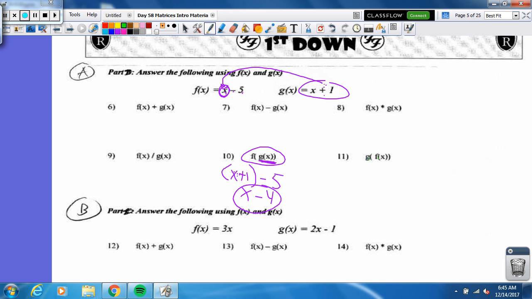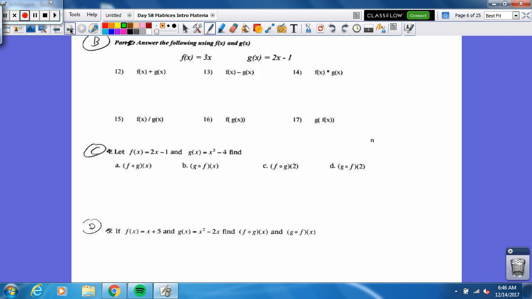Now let's try this one. g of f of x. I'm taking the inside, always start on the inside, and now I'm going to plug it into the x of g of x. So you see x minus 5, I'm going to plug that into this x here plus 1, and I get x minus 4. These are not necessarily the same answers, it's just coincidence this time.